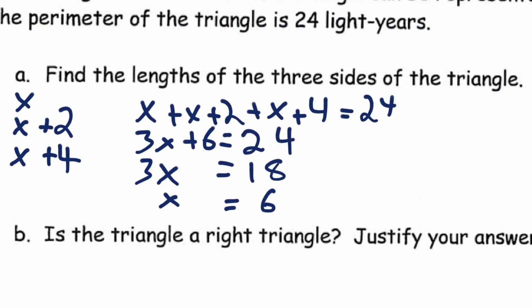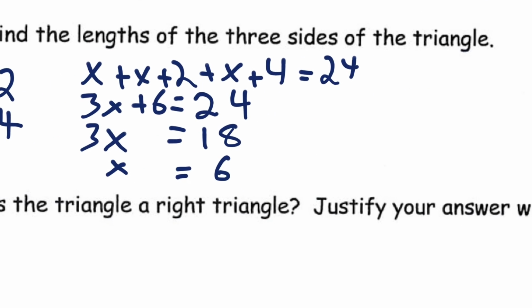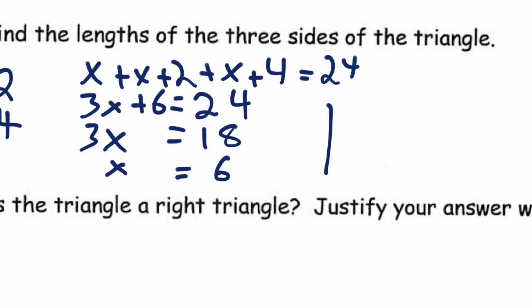So since x equals 6, we know that the length of one of our sides of the triangle is going to be 6, because that was x. And we know that the length of another side of the triangle is going to be 8 because that's x plus 2. And we know that the other side of the triangle is going to be 10 because that's x plus 4.